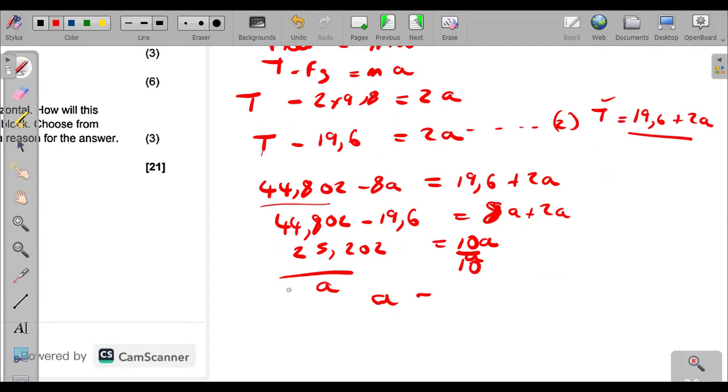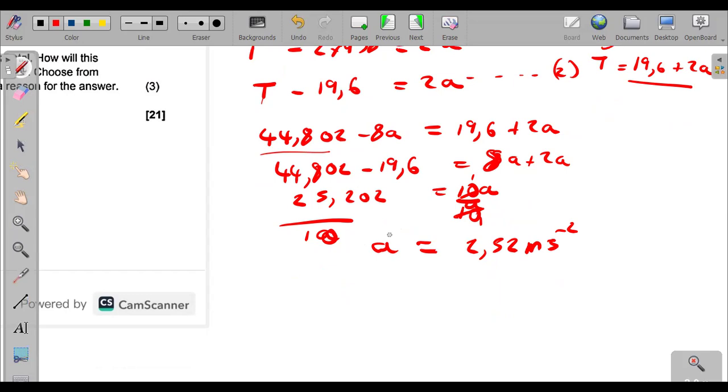So what are we going to get? A is equal to 2.5202, which is 2.52 meters per square second. Mind you, we are looking for A, so we divided by 10 on both sides. So A is 2.52.